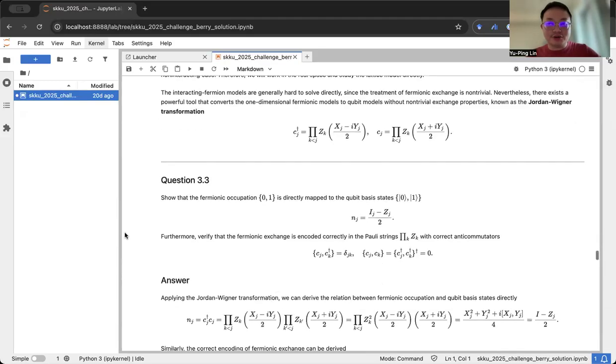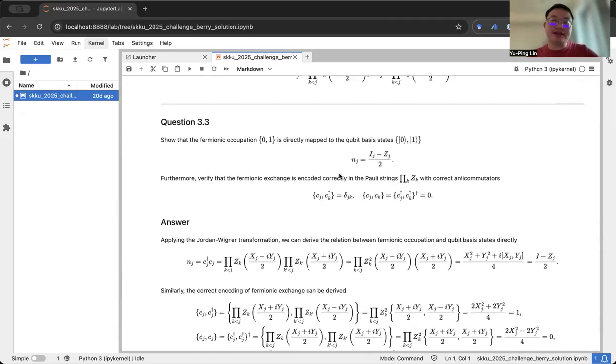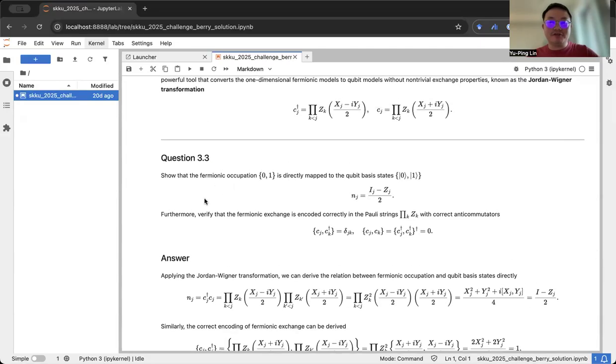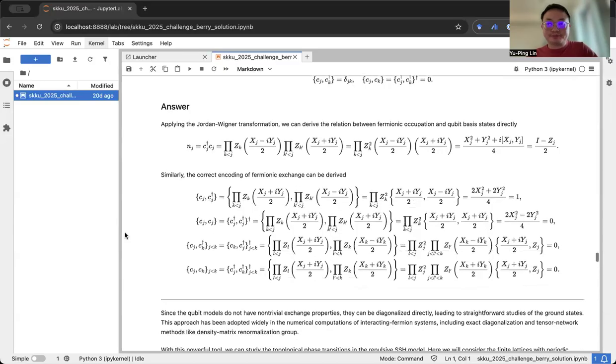So question 3.3 asks you to confirm that the properties of the fermionic operators are preserved under the Jordan-Wigner transformation. That is, the density operator is characterized by the Z qubit operator, that is, a Z Pauli matrix, and the fermionic exchange is still preserved under the Jordan-Wigner transformation. You can look at the details in the Jupyter notebook.